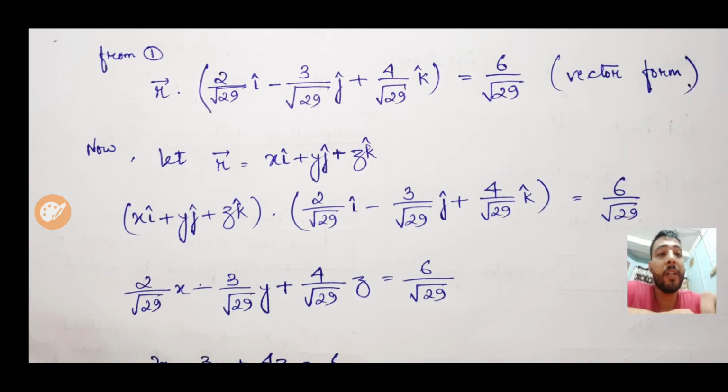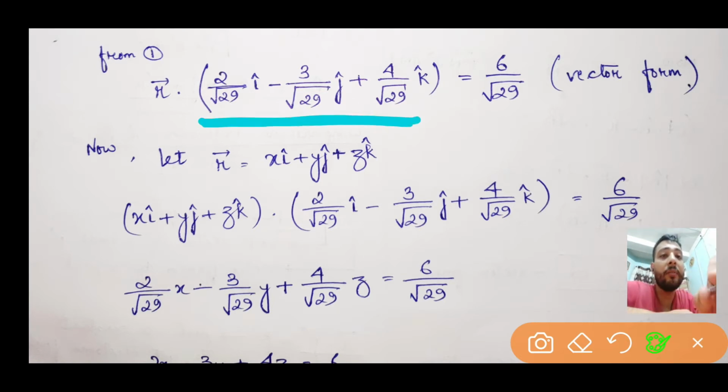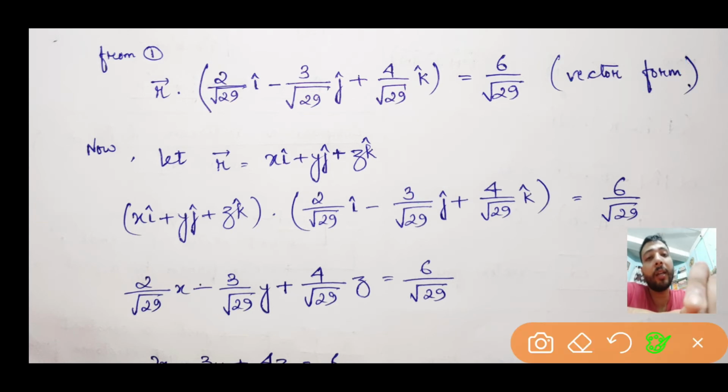See now the vector form. This is what you got before. This is your n cap. If you directly write r vector dot 2i cap plus 3j cap plus 4k cap equals 6 by root 29, then it will be wrong because you have to find n cap. Now once you have written it, that is your answer in vector form.